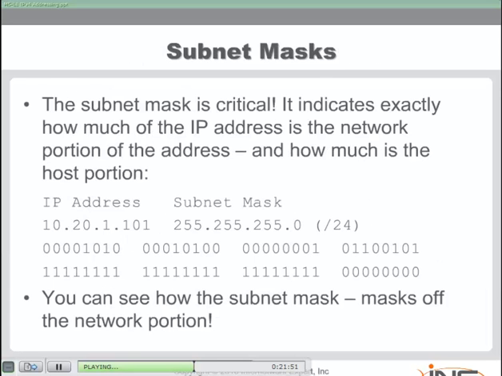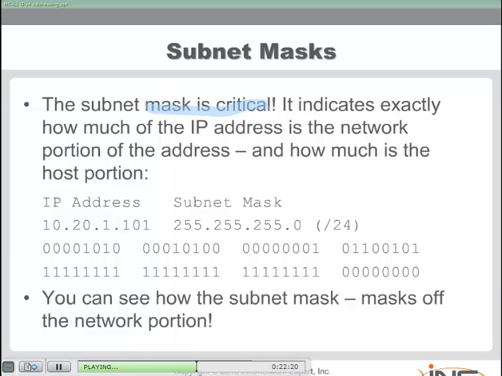Before we go further, I want to review with you subnet masking. Sure. The subnet mask, as we know, is a critical component. That's why it is a required component when we configure TCP/IP addressing. What does the subnet mask do? Well, it indicates exactly how much of the IP address identifies the network.